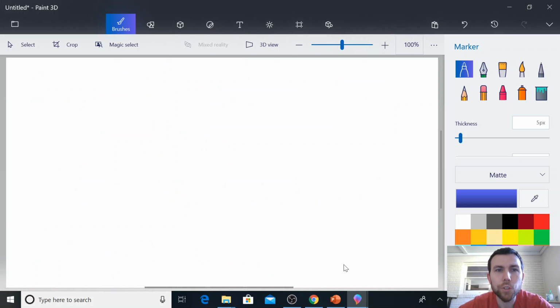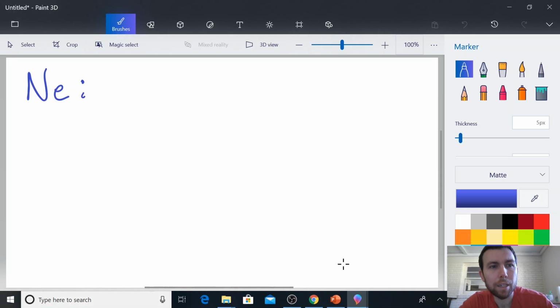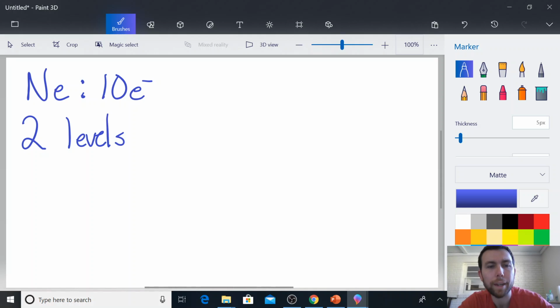Okay, so now we've got a new screen here, and anytime you start your Bohr model, I'm just going to rewrite up here: we're dealing with neon, and we know that we need to use up 10 electrons. Okay, and we know that we have 2 levels that we're going to include. The first thing we're going to do is draw the nucleus of the atom. For our purposes, the only thing I really need you to do here is draw a circle in the middle.